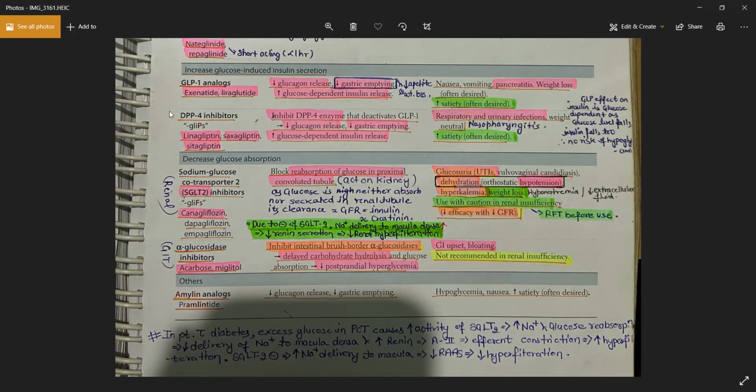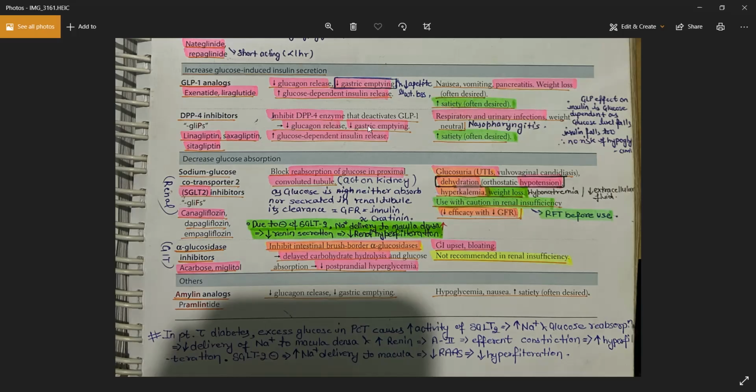Second ones are the DPP4 inhibitors. DPP4 is the enzyme that basically metabolizes this GLP-1. So GLP-1 undergoes metabolism by this enzyme DPP4. So to promote increased levels of this GLP-1, you need to inhibit the DPP4, which is done by the drugs linagliptin, saxagliptin, and sitagliptin. Every drug has the name gliptin in it: sitagliptin, saxagliptin, and linagliptin. They inhibit the enzyme DPP4 so that the GLP-1 could be activated, right?